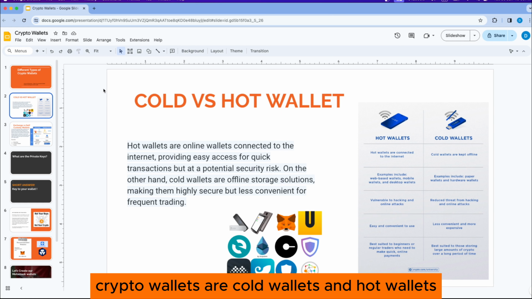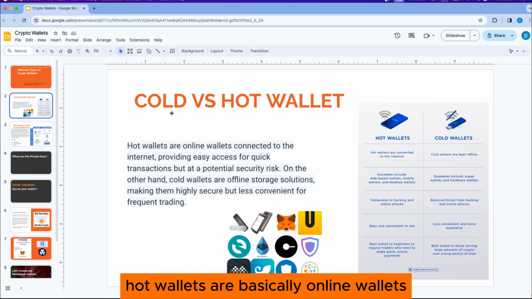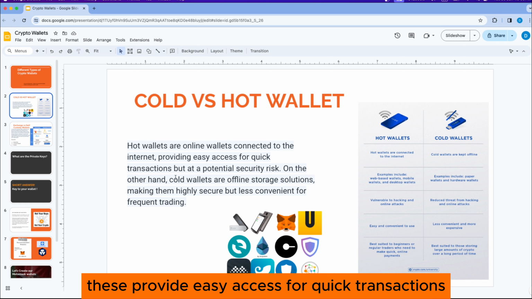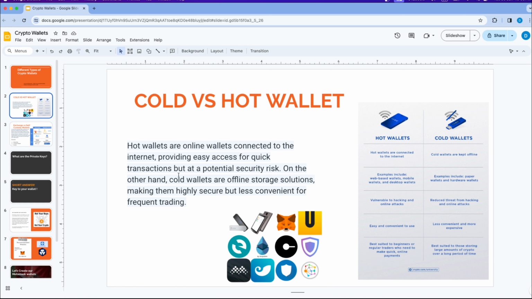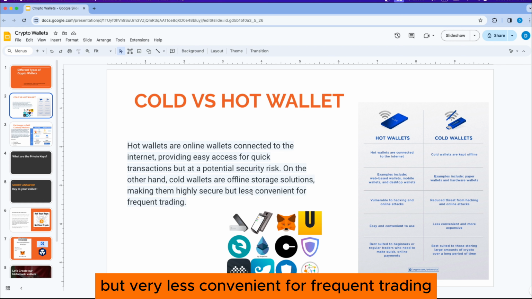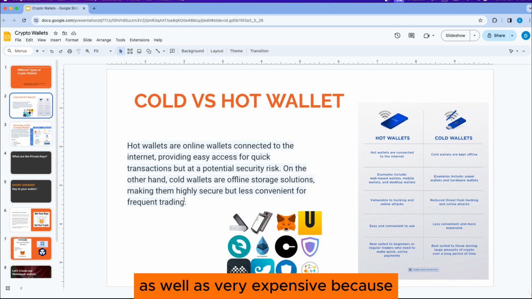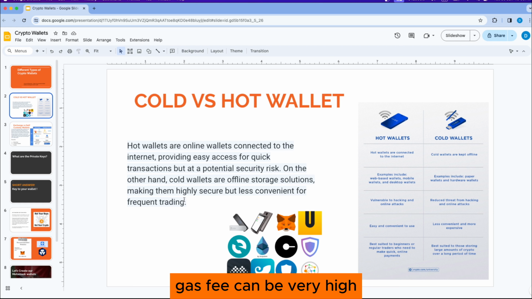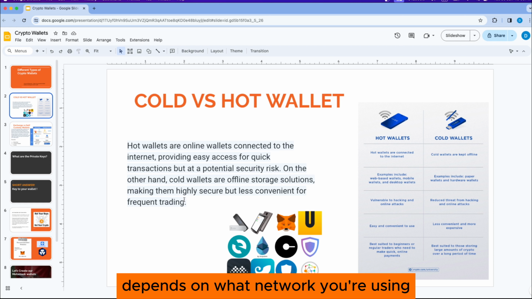In a nutshell, crypto wallets are cold wallets and hot wallets. Hot wallets are basically online wallets which are connected to the internet. These provide easy access for quick transactions, but they have a potential risk. They can be hacked into. On the other hand, cold wallets are offline wallets. They are not connected to the internet, making them highly secure but much less convenient for frequent trading, as well as very expensive because you have to pay additional fees to transfer every time. Gas fees can be very high, depending on what network you're using. If you're using the Ethereum network, obviously gas price can go very high.